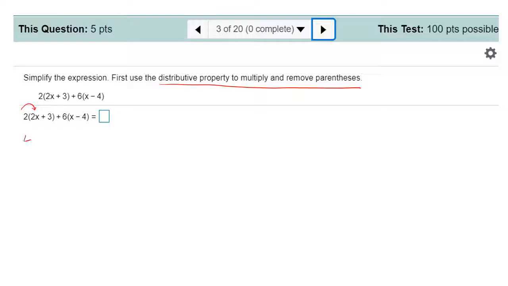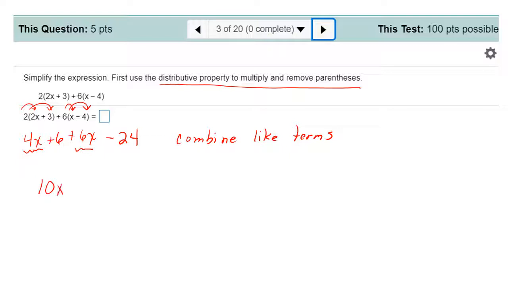2 times 2x would be 4x. 2 times 3 would be 6. 6 times x is 6x. 6 times negative 4 is negative 24. Once you've removed the parentheses, then you will combine like terms. The like terms here would be the x terms, 4 and 6, so that would be 10x. And also the integers, the regular real numbers, 6 minus 24, that would be a negative 18. The answer then is an expression. It's a binomial in this case, 2 terms, 10x minus 18.